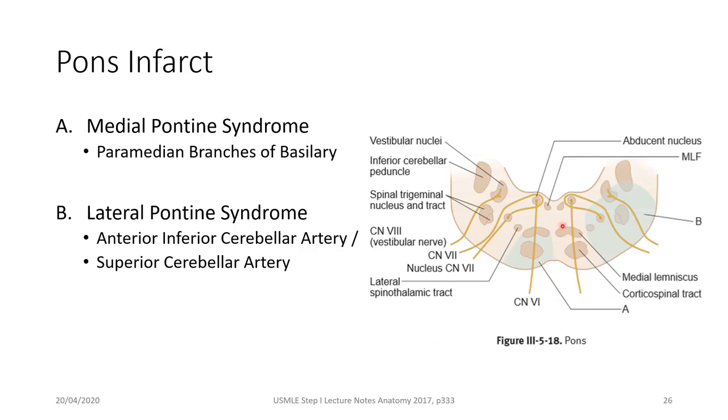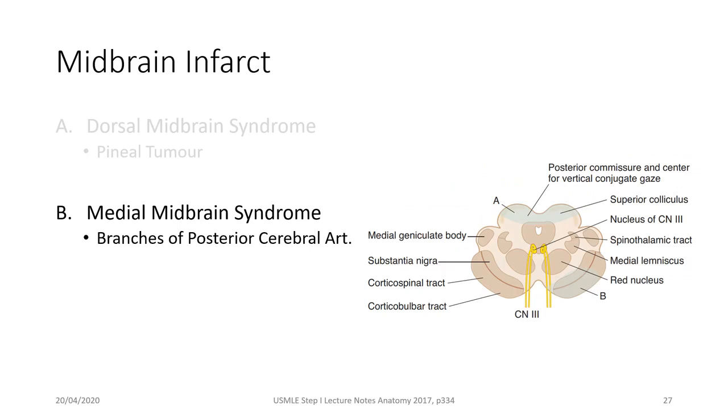Similarly, there was the basilar artery going in the midline, giving paramedian branches. If those paramedian branches of the basilar artery are involved, then near the midline, the pons will be damaged. That will be median pontine syndrome. And if the anterior inferior cerebellar artery or superior cerebellar artery is damaged, they were going around the pons to the cerebellum, so then the lateral part of the pons will be damaged and it will have signs and symptoms according to which structures are involved.